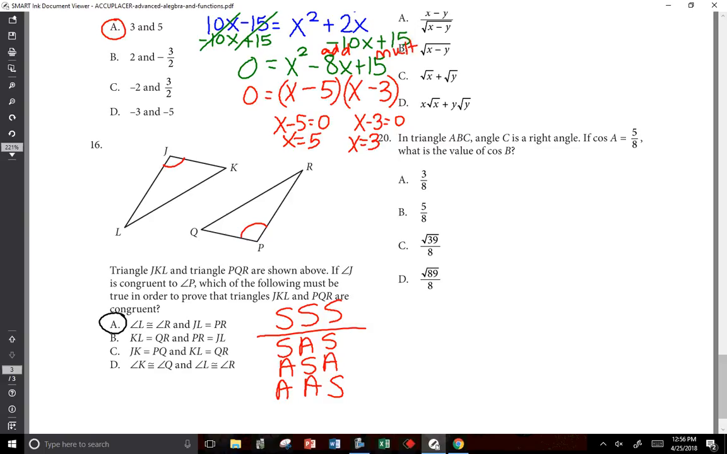17, we're going to skip. Let's do 18. No logs. We're doing 18. Let's keep going.